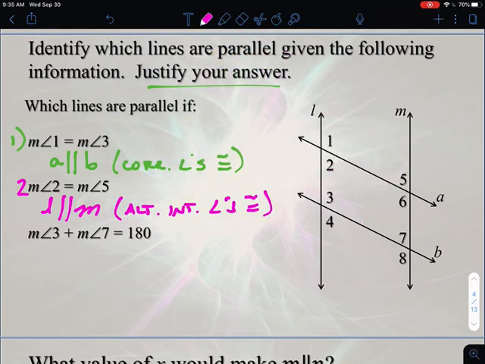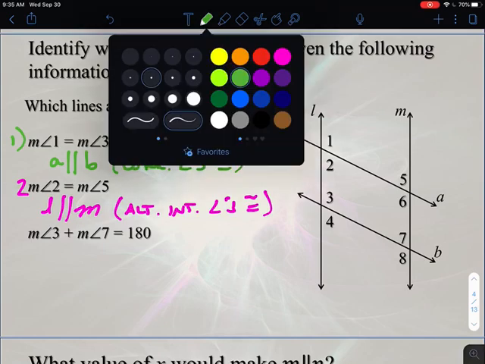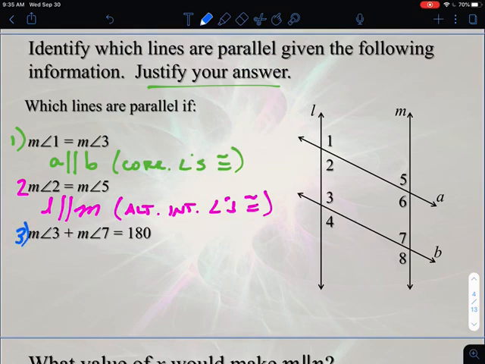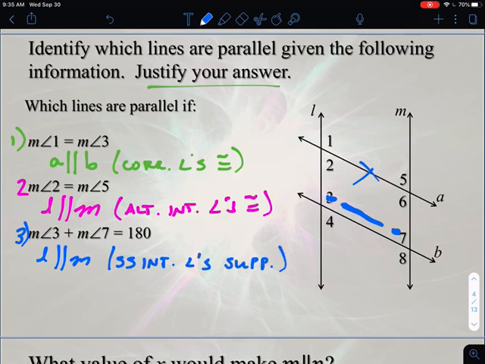And if we look at number 3 here, angle 3 plus angle 7 equals 180. So here's angle 3, here's angle 7. It's saying that those two angles are going to add up to 180. Again, these two angles, 3 and 7, have nothing to do with line A, for instance. So right now I'm talking about L and M. These two angles are same side interiors, and they tell me that they're supplementary. So line L must be parallel to line M because same side interior angles were supplementary.